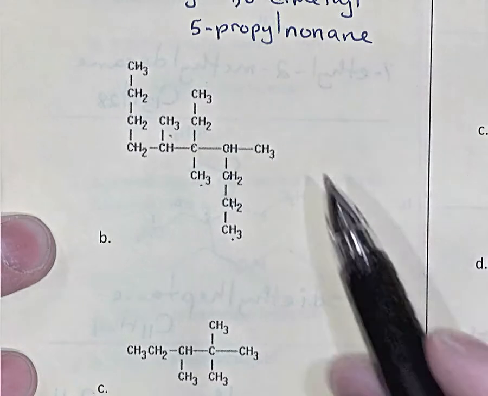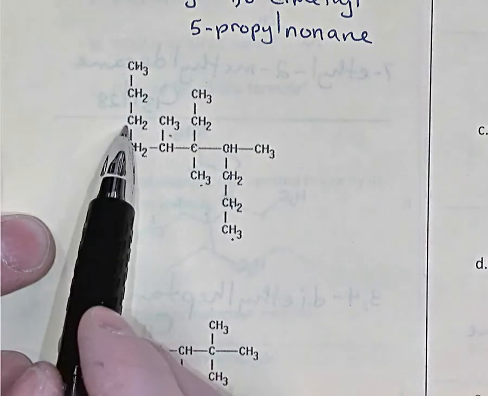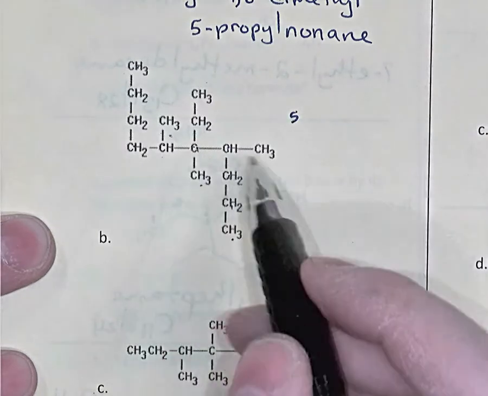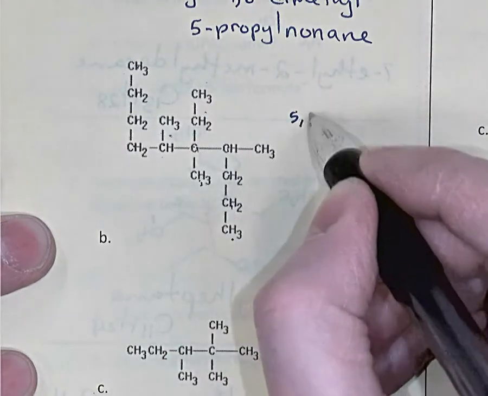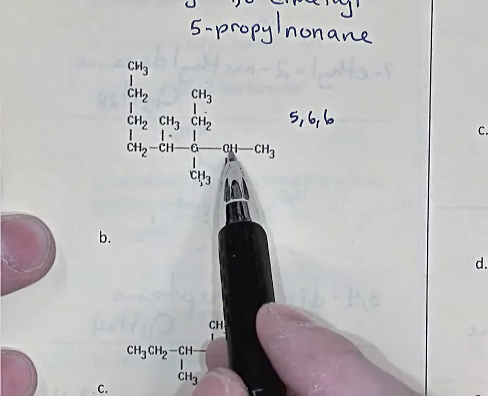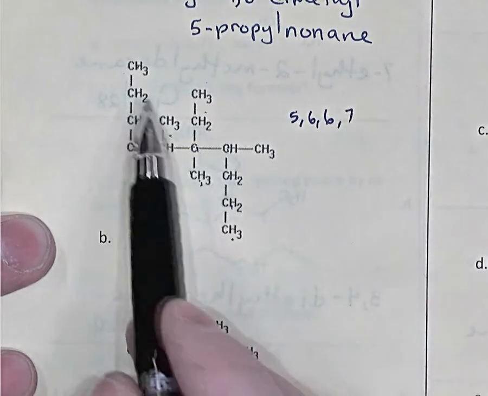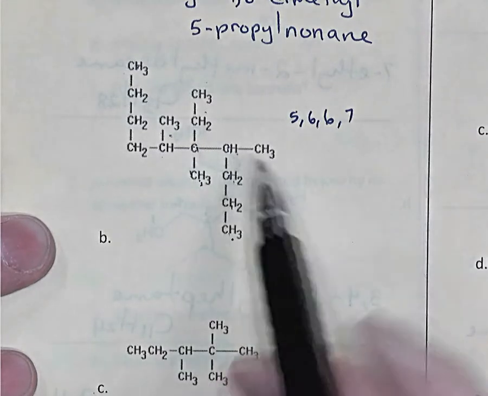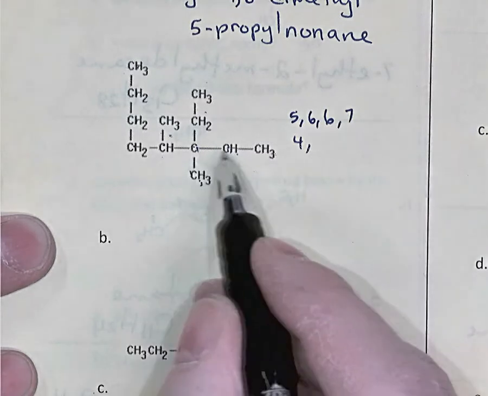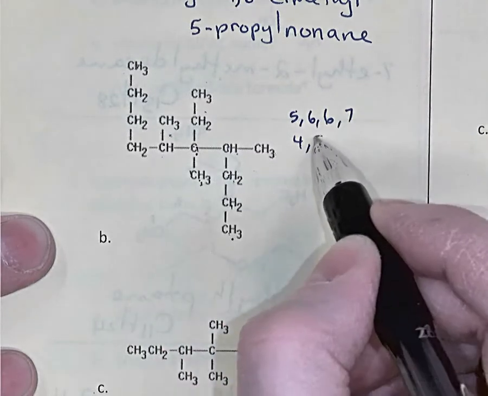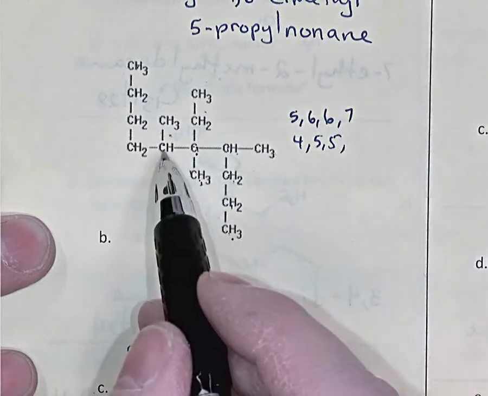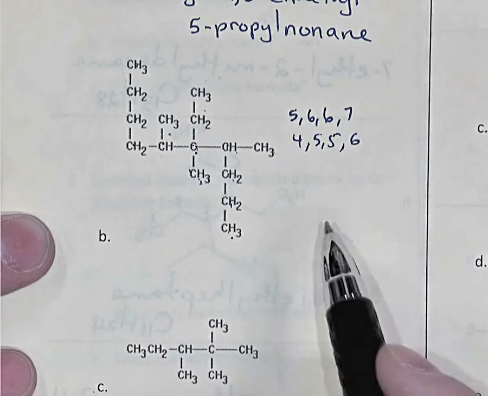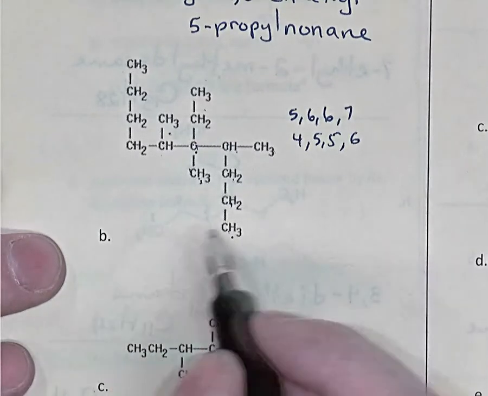So I'm going to name, let's see, if we number from the left, 1, 2, 3, 4, 5 would have a branch, so I'll put a 5 here. 6 would have 2 branches, so I'll put 6, 6, and then 7 would have a branch. So that's if I numbered from the left. If I number from the right, 1, 2, 3, 4 would have a methyl branch. Carbon 5 has 2 branches, 5, 5, and then carbon 6 has a branch. So of those 2 choices, the second one looks better with smaller numbers. So I'm going to number from the right.